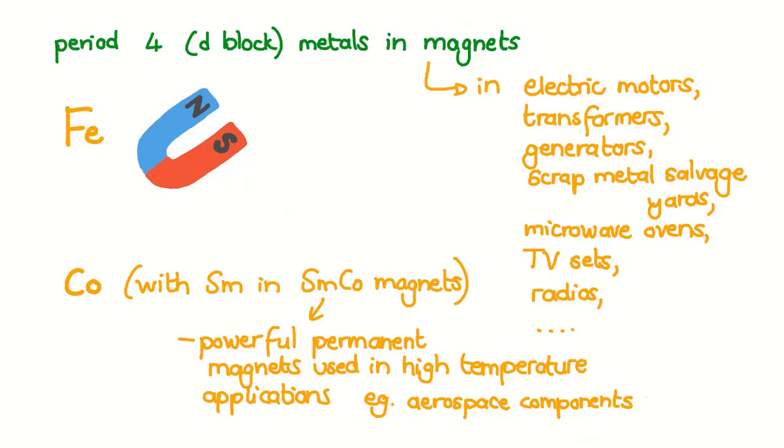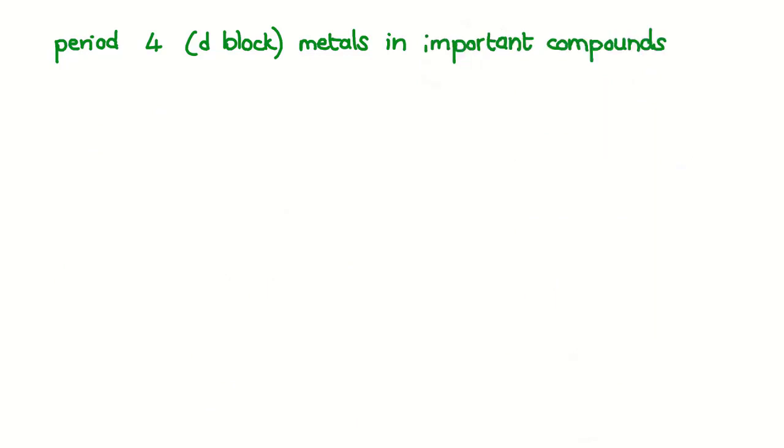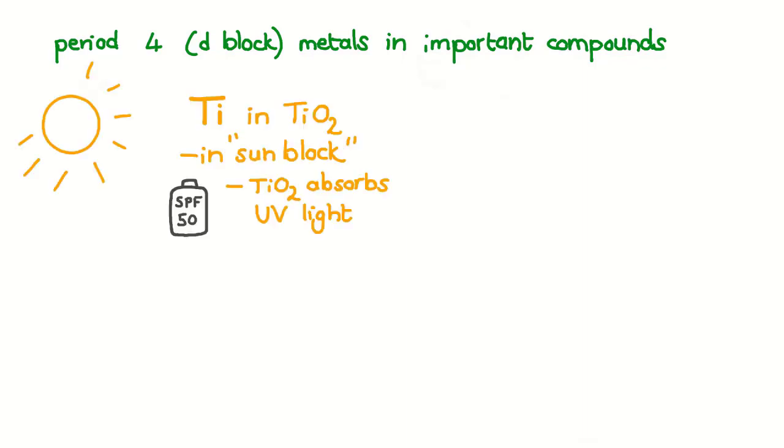So far, we have seen the period 4 metals used as catalysts, in alloys, in batteries, as pure metals, and in magnets. The last category that we will look at is their use in various compounds. There are many important compounds containing these period 4 metals. For example, titanium in titanium dioxide is used in sunblock. The nanoparticles of titanium dioxide absorb some wavelengths of UV light.